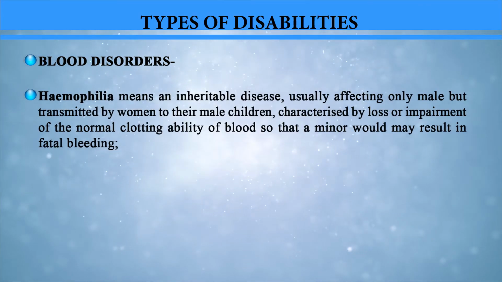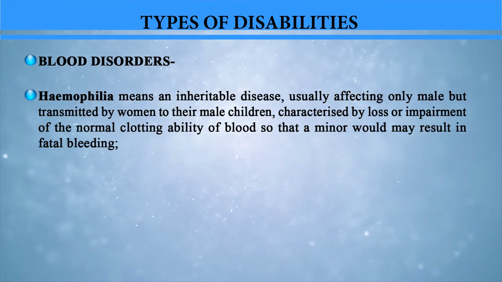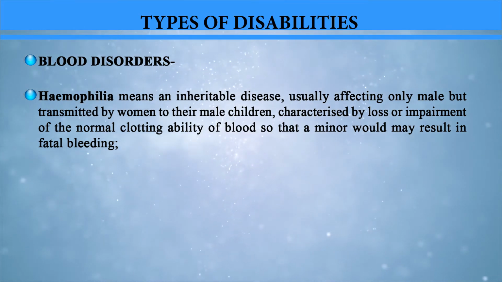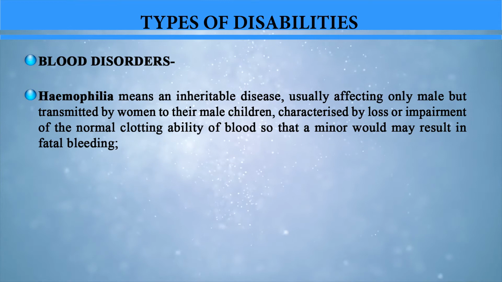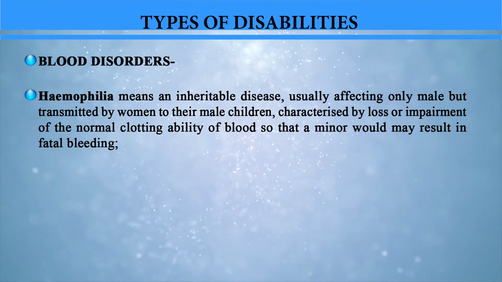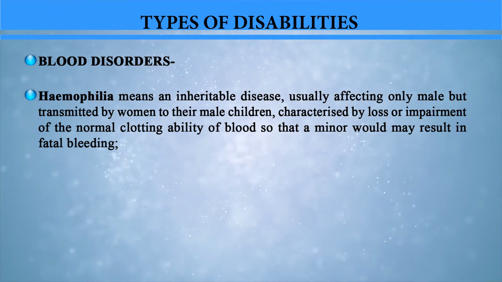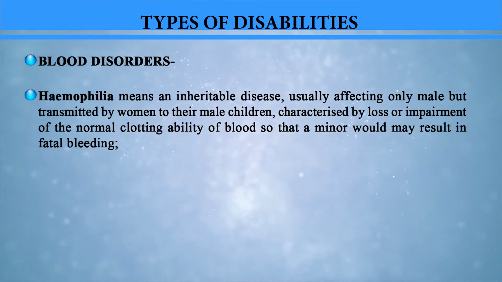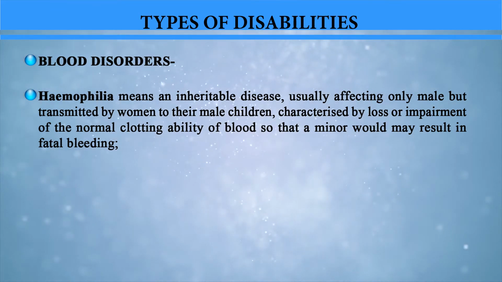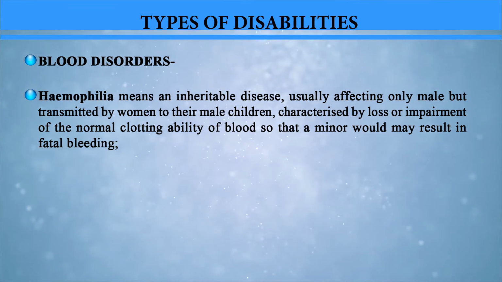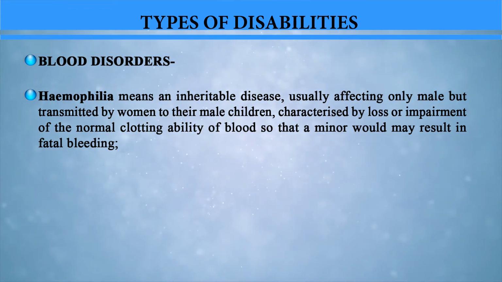In blood disorders, hemophilia is there. Hemophilia means an inheritable disease usually affecting only males but transmitted by women to their male children, characterized by loss or impairment of normal clotting ability of blood so that minor wounds may result in fatal bleeding.